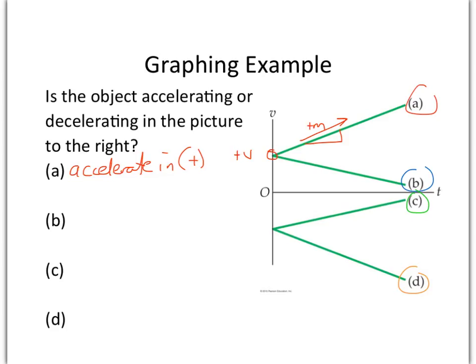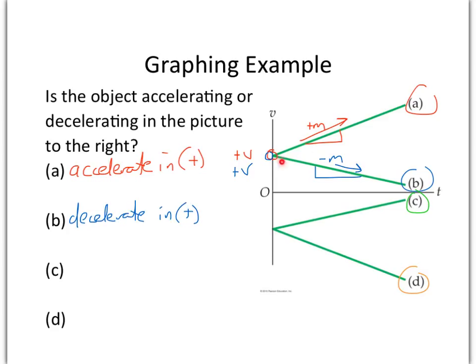All right, but how about part B, though? We've got a little bit of a difference right here. We're still starting with a positive velocity. But look, we now have a negative slope. We've got a negative change in velocity over time. So what do we say happens if we have a positive velocity, but we have a negative acceleration? There's a negative change in velocity over time. Well, that means it's going to decelerate in the positive direction, and it may even come to a stop.